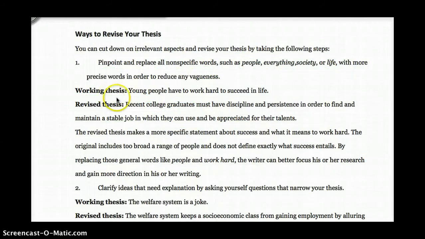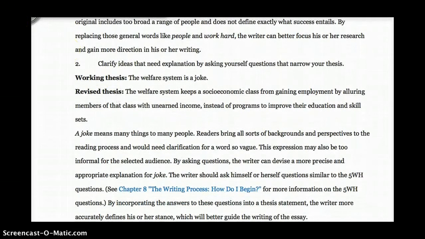The next one, clarify ideas that need explanation by asking yourself questions that narrow your thesis. So we want to clarify ideas that need explanation. The welfare system is a joke. All right, so the revised thesis: the welfare system keeps a socioeconomic class from gaining employment by alluring members of that class with unearned income instead of programs to improve their education and skill set. All right, so here you can see we are clarifying ideas that need to be explained.